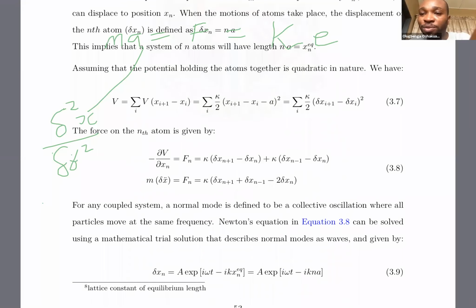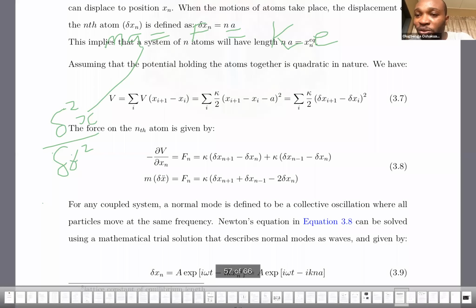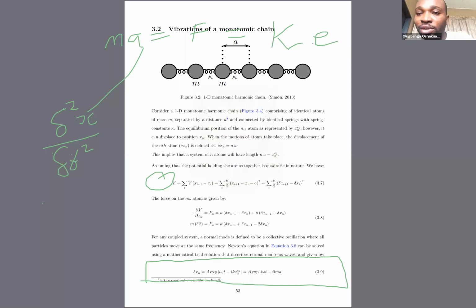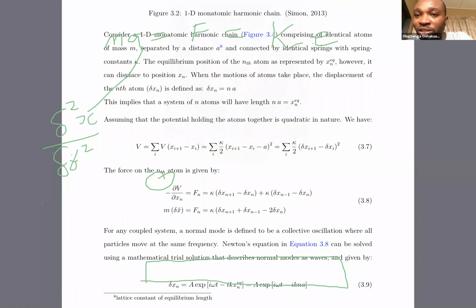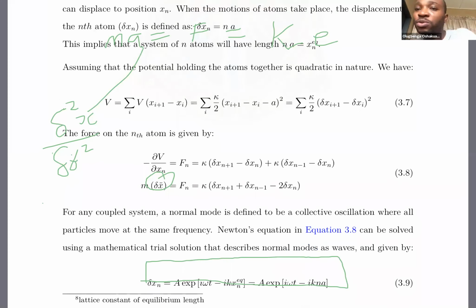When you differentiate this particular expression with respect to time twice, you have the acceleration, or delta x dot dot, and that can be easily substituted into equation 3.8 to give us equation 3.10 rather.